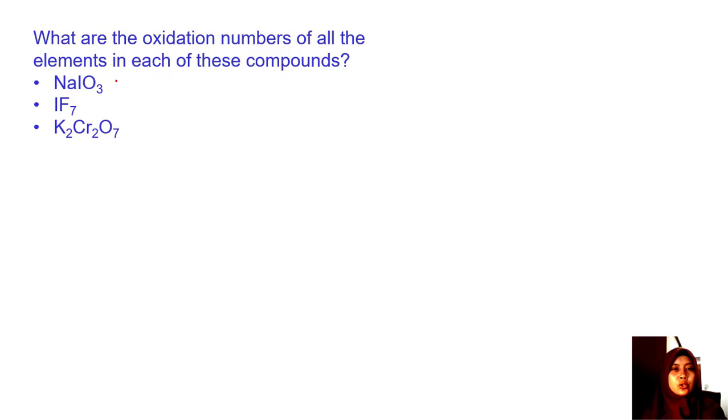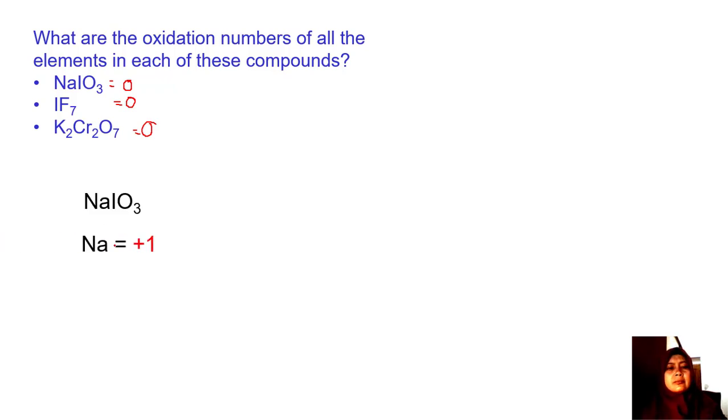I'd like you to understand that all of these compounds are neutral molecules, which means they have no charge, so the total charge of the compound is 0. It also will be 0, different from the previous sample.